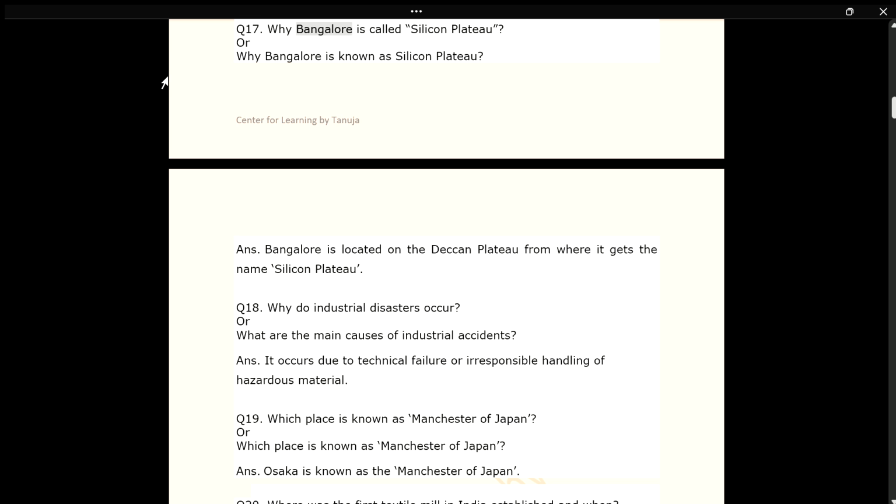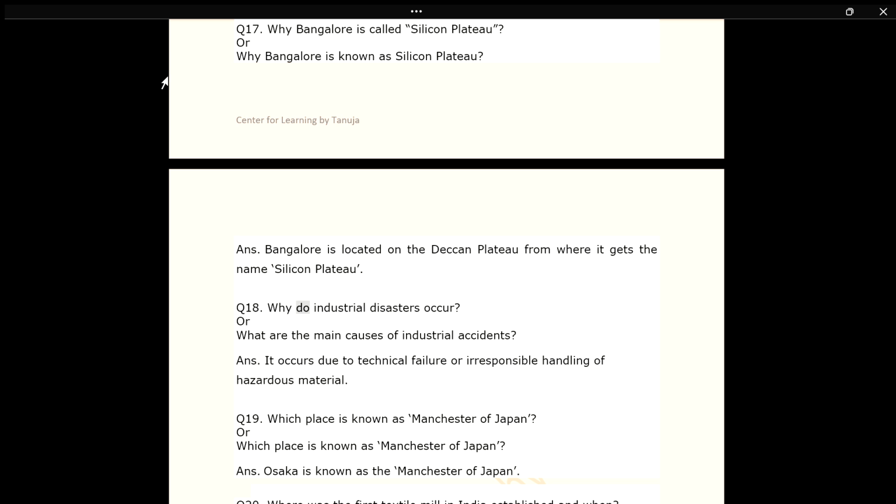Q17. Why is Bangalore called Silicon Plateau? Or why is Bangalore known as Silicon Plateau? Ans. Bangalore is located on the Deccan Plateau, from where it gets the name Silicon Plateau.